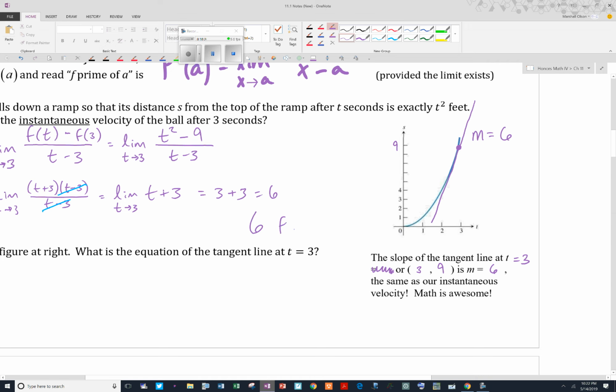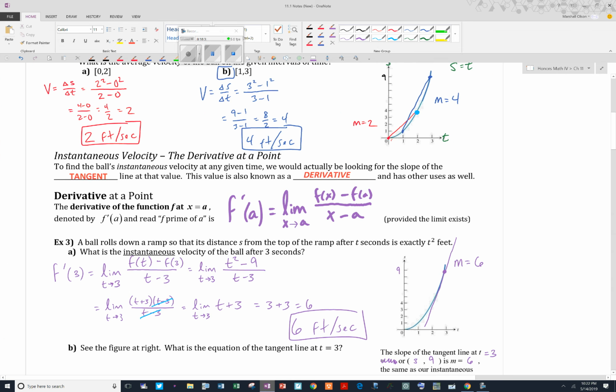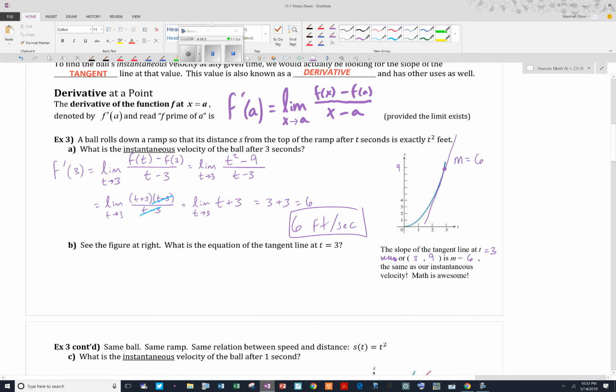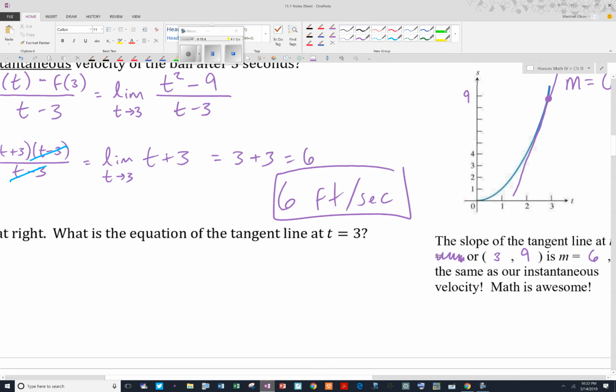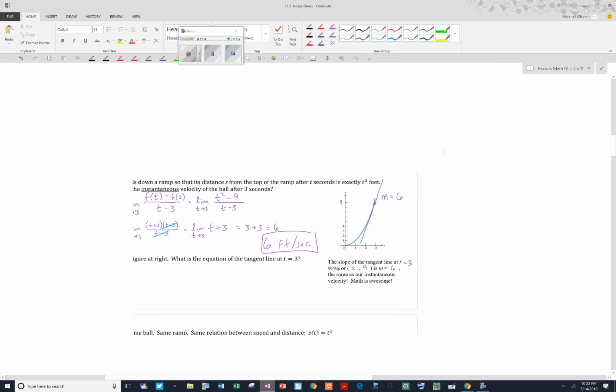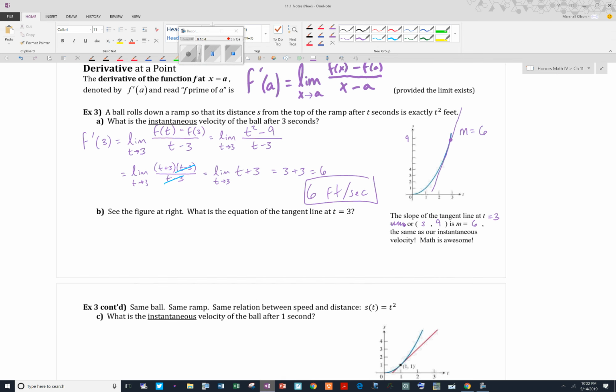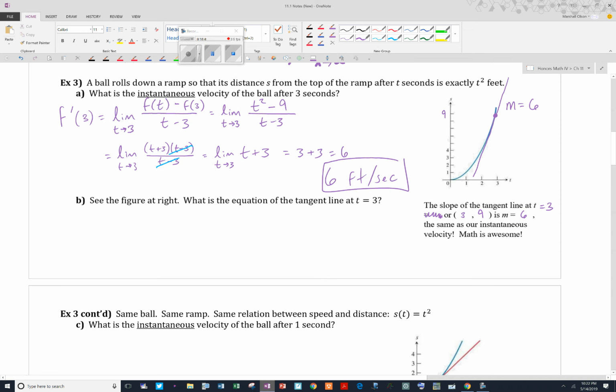Okay, so notice the difference here between these values that we found. We found up here two average velocities between 0 and 2, and then 1 and 3. And this one we found the instantaneous velocity at 3. All right, so now it wants us to find not just the slope of that tangent line, it wants us to find the equation of that tangent line.